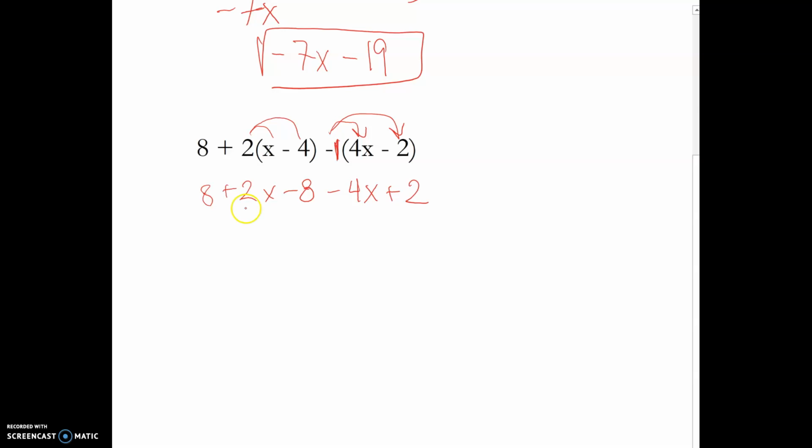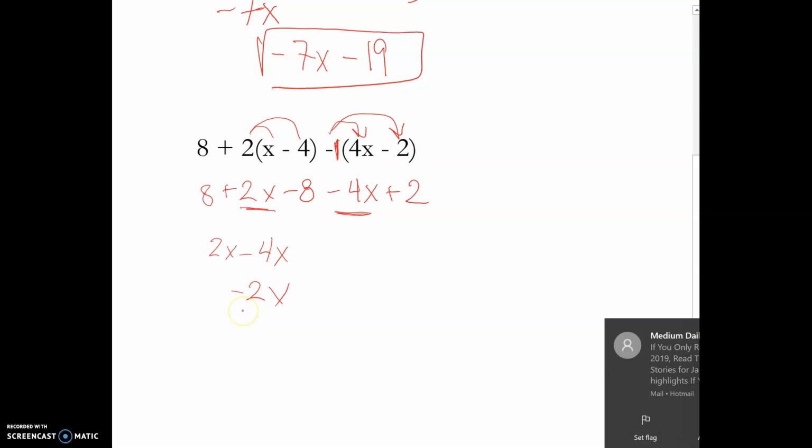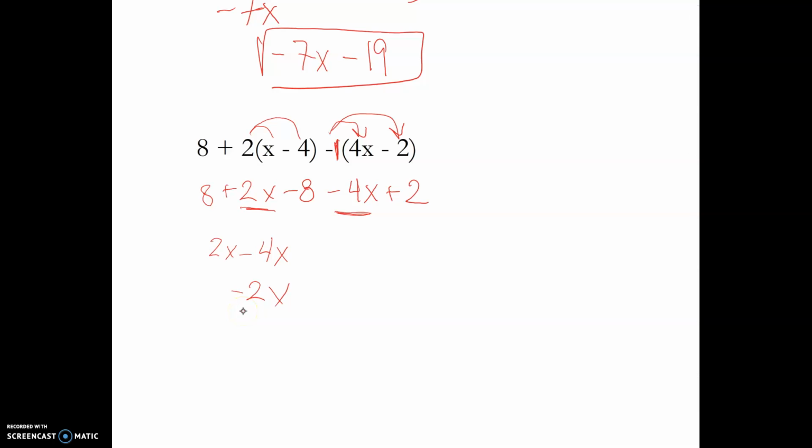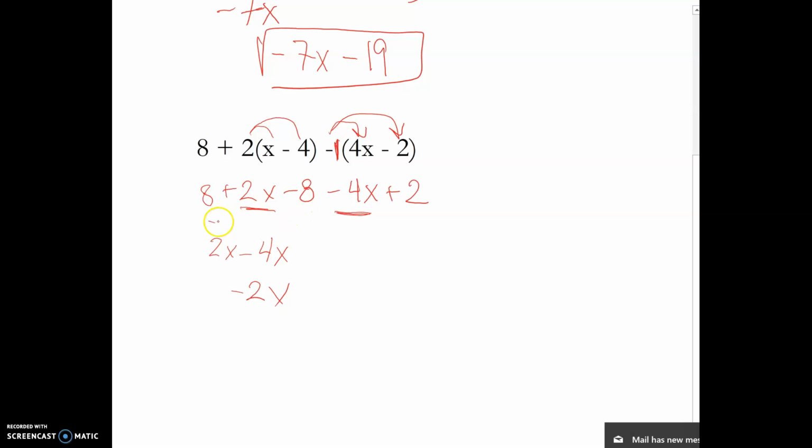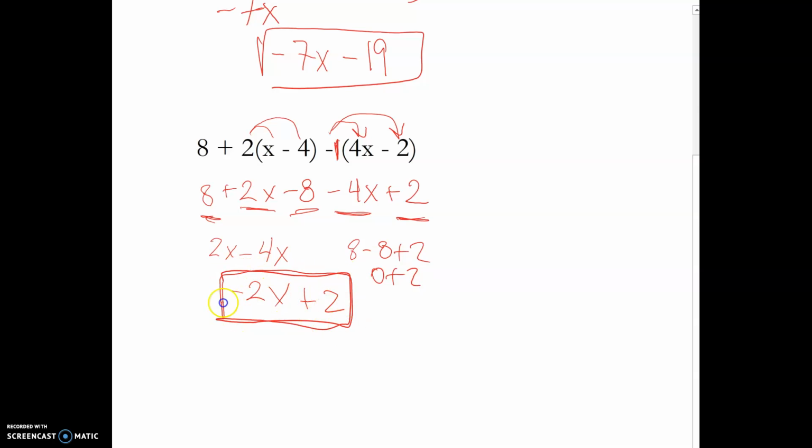Going through and looking for our like terms, we have our positive 2x, our minus 4x. So 2x minus 4x is negative 2x. And our constants, 8 minus 8 plus 2. 8 minus 8 is 0, plus 2 is plus 2. And there's our answer for that one.